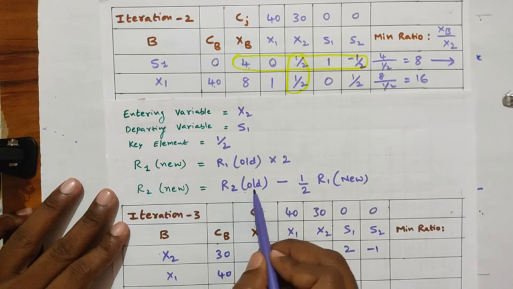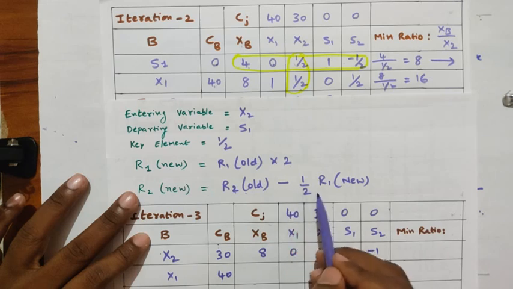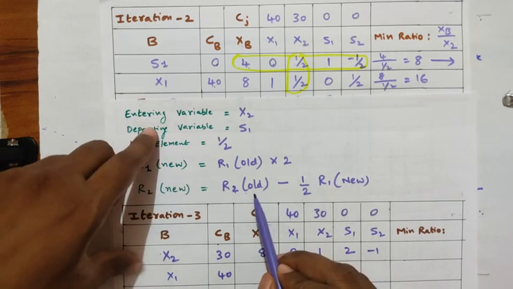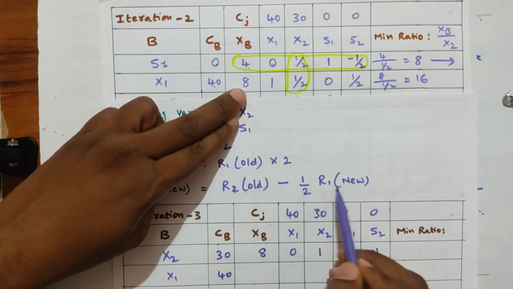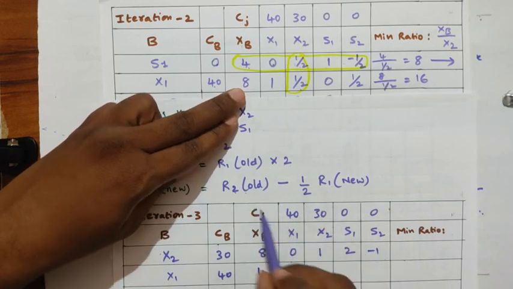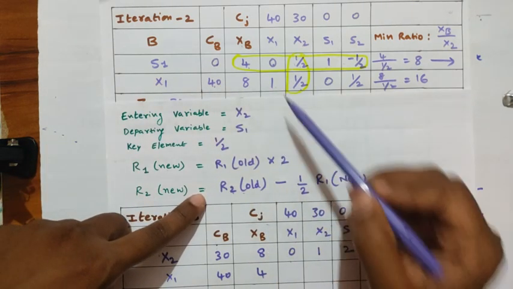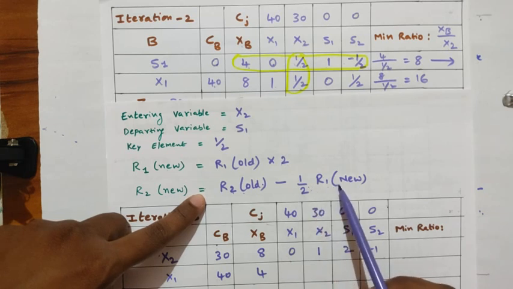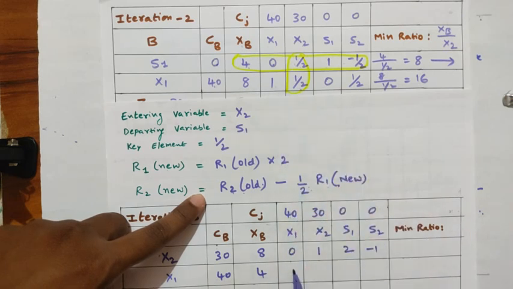And R2 new is equals to R2 old minus half into R1 new. R2 old value is 8. 8 minus half into R1 new. R1 new is 8. 8 minus half into 8, so here 4. 8 minus 4 is 4. And R2 new is equals to R2 old value, which is 1. 1 minus half into R1 new. R1 new is 0, so 0 into half is 0. So here value is 1. So we will get 1.